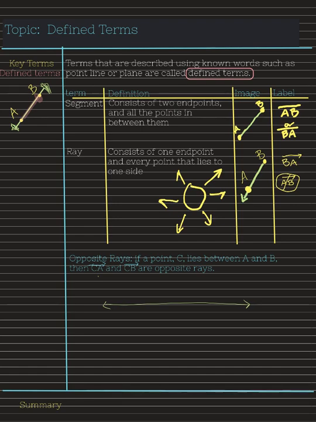But if I have this line, AB, and I put another dot in between them, we'll call it C, what I have are two rays extending in opposite directions. I have this CA, which extends to the left, and CB, which extends to the right. That is our example of opposite rays. All right, that concludes this video.